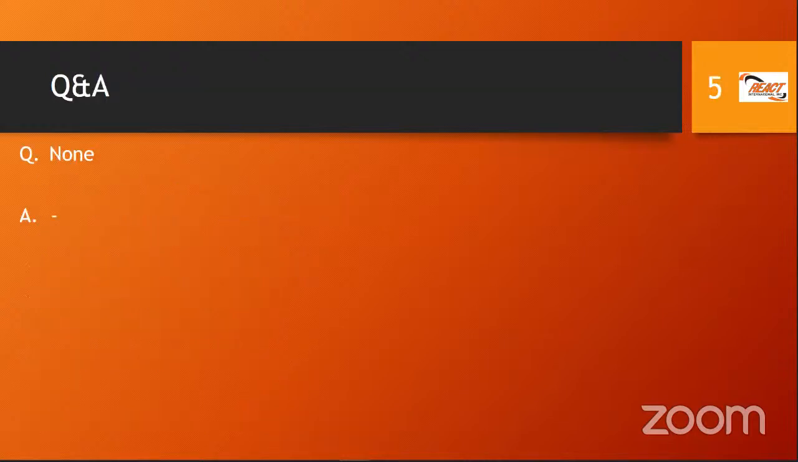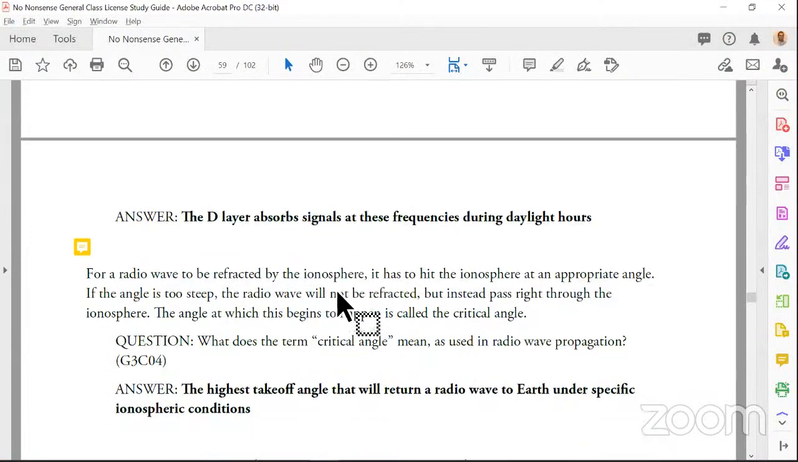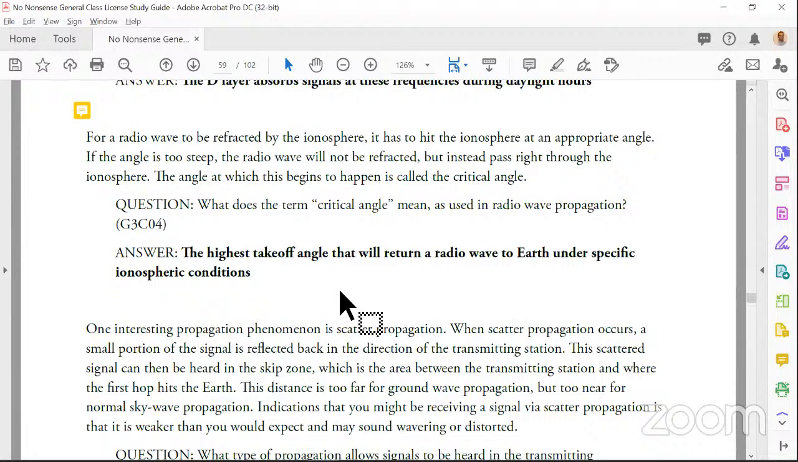We had no outstanding questions from the previous session. So we go straight into, as we have grown accustomed to, our question pool review. And on our question pool, we use our No Nonsense guide. And we are on page 56 for those persons that are following on the PDF copy of the No Nonsense General Class License Study Guide. So we go straight into the questions in the question pool, and we will speed through them, seeing that all of the theory we covered during our previous session.